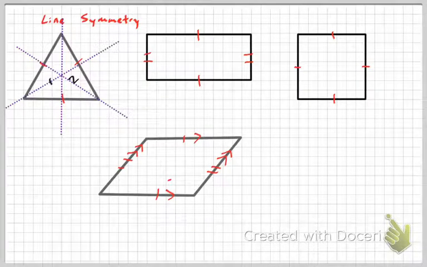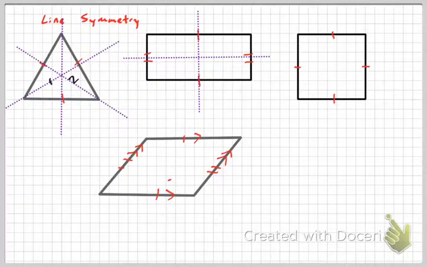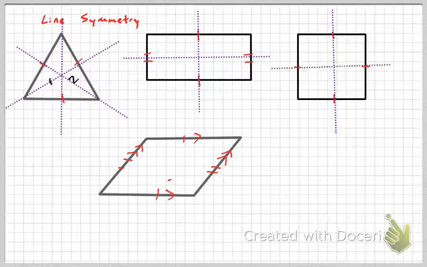The rectangle has 2 lines of symmetry. One that goes vertically, so if I were to fold it directly in half down the middle that way, or one that goes horizontally. And a square is a combination of those 2. So we still have our vertical line of symmetry, our horizontal line of symmetry.